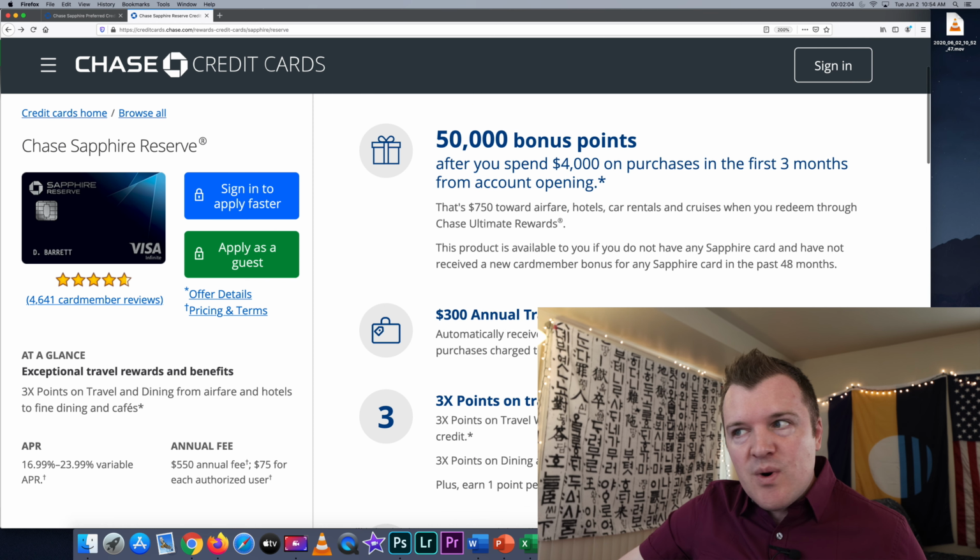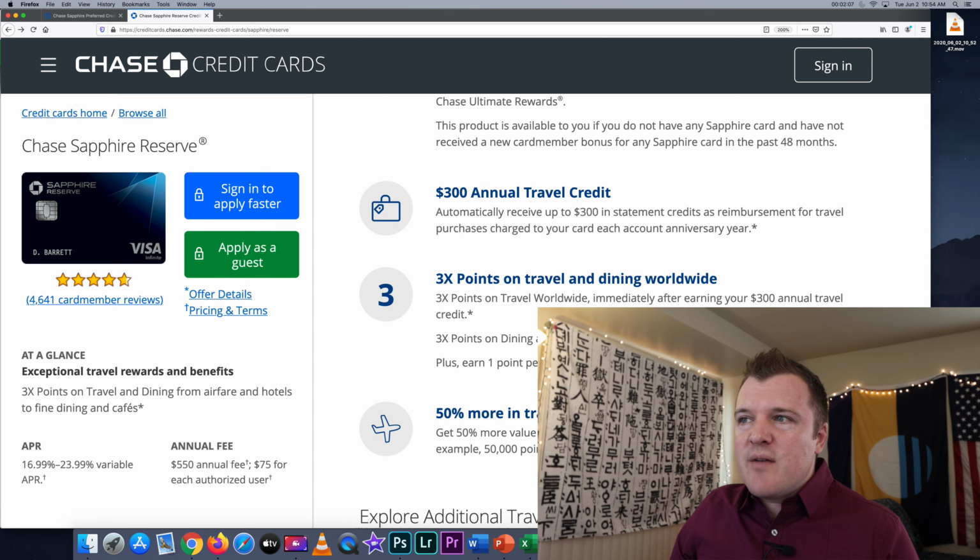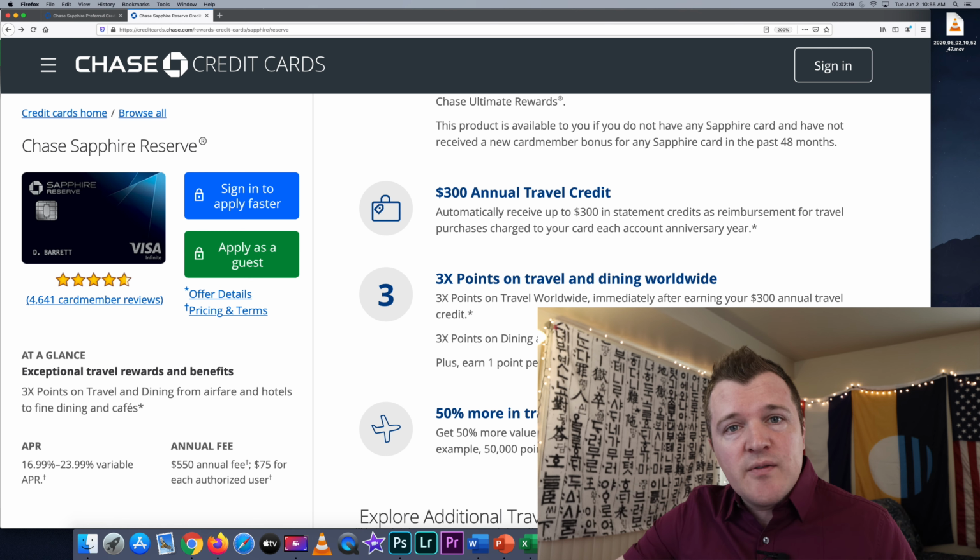And then for everyone, this $300 annual travel credit is being converted to a grocery store and gas station credit. So if you're using this card between July and December, and you want this $300 travel credit, you can still use it for travel if you want, but it can also now be used for gas and grocery stores. This is a great change.